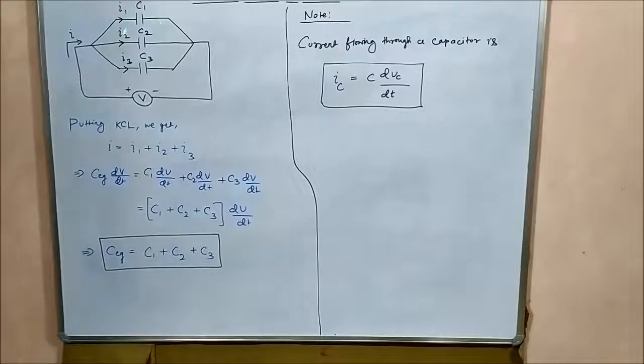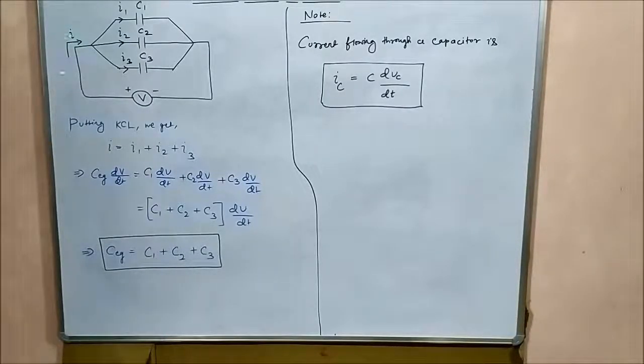You can say that they are connected in parallel because all the left ends of the three capacitors are connected at one point and all the right ends are connected at one point, and these two common points are connected across the two terminals of the voltage source.